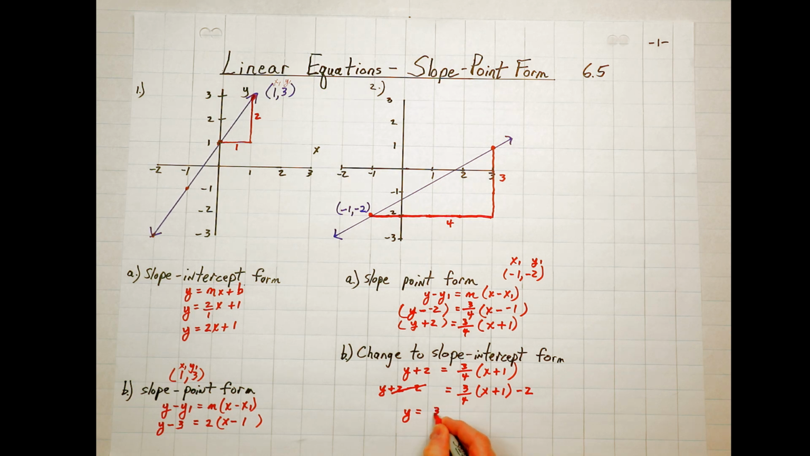Well, it is 3/4 x. 3/4 times x is 3/4 x. What's 3/4 times 1? Well, anything multiplied by 1 is itself. So 3/4 times 1 is 3/4. And then I just bring down the -2.